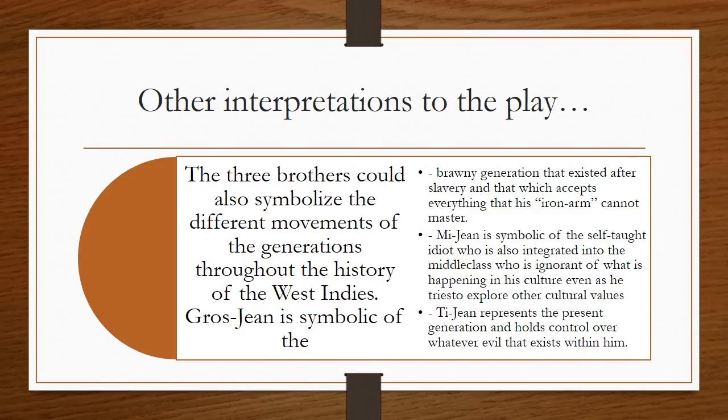Finally, Tijan represents the current generation, the present generation, and holds over whatever evil that exists within him. In other words, Tijan represents the generation that combines Gros-jean's attitude along with Mijan. They're educated, they have physical strength, and at the same time they overcome whatever obstacles come their way without even trying to get around anything else. In fact, they eliminate the problems instead of trying to change the problems.